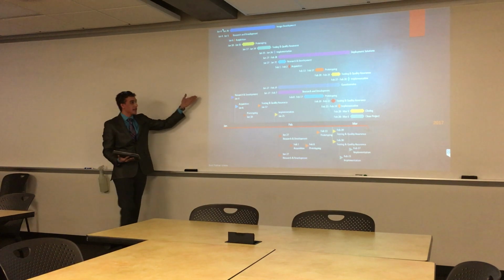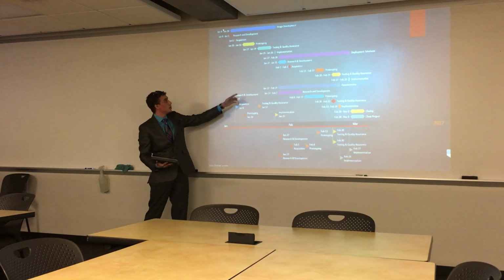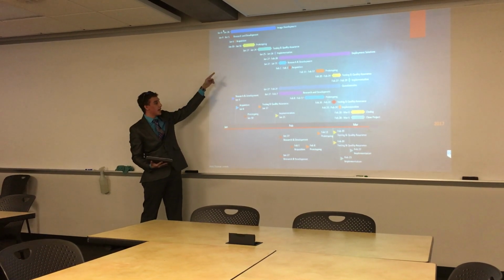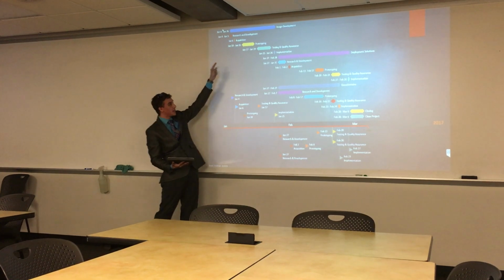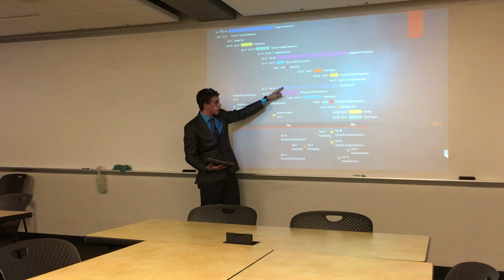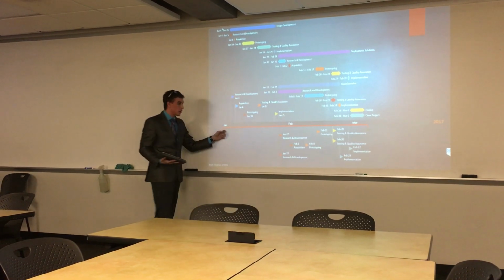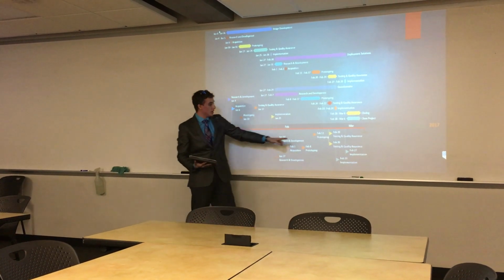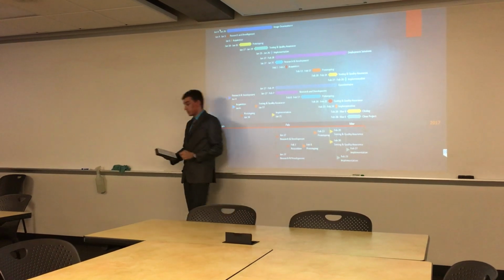Here we have a Gantt chart. This is a summarized view, including all the major milestones and its subcategories. We have the image development up at the top, deployment solutions right over here, and the questionnaire right here. The project starts January 4th, and the estimated completion is February 27th of this year.